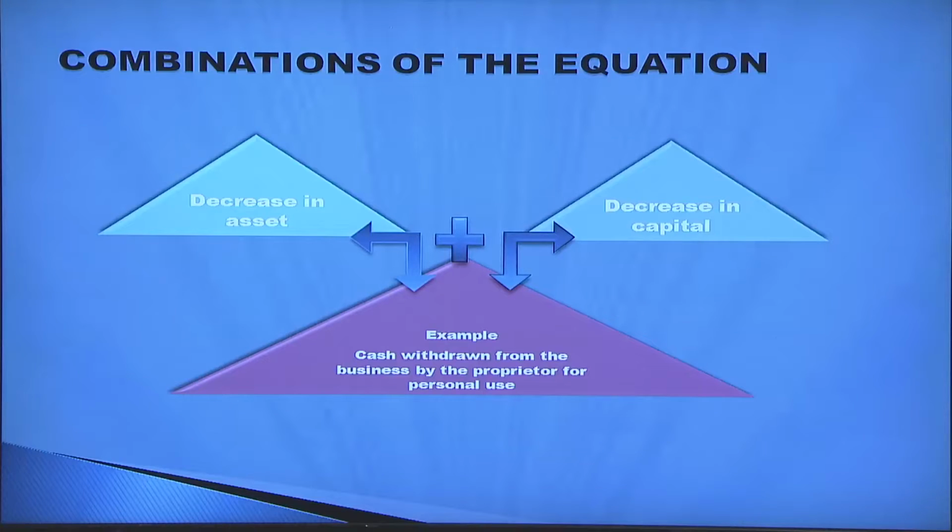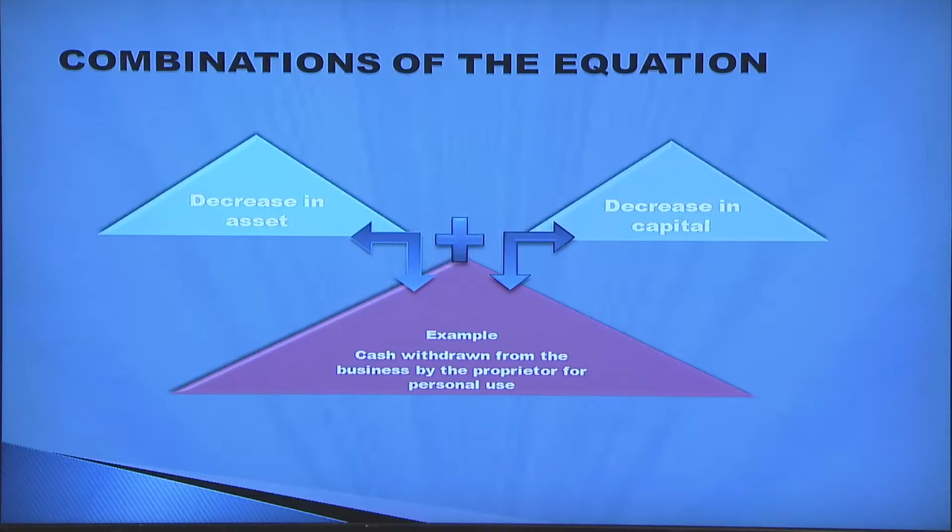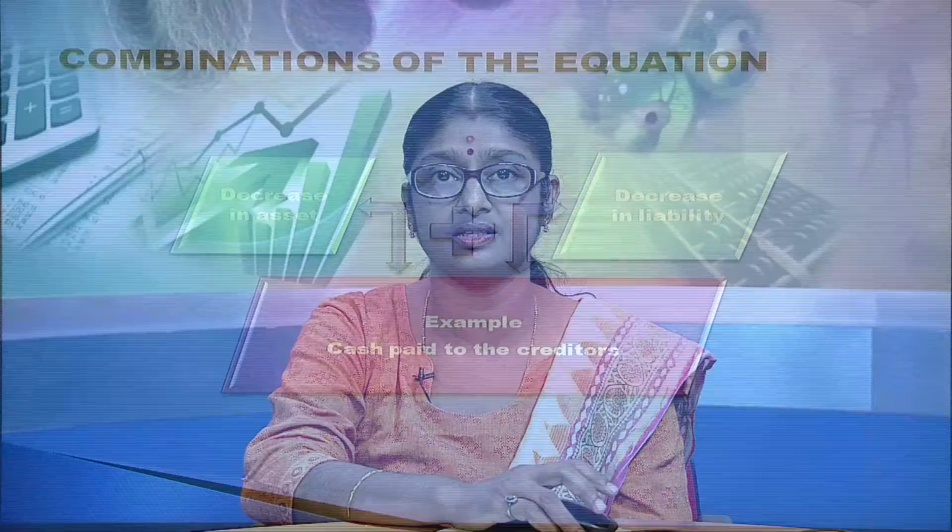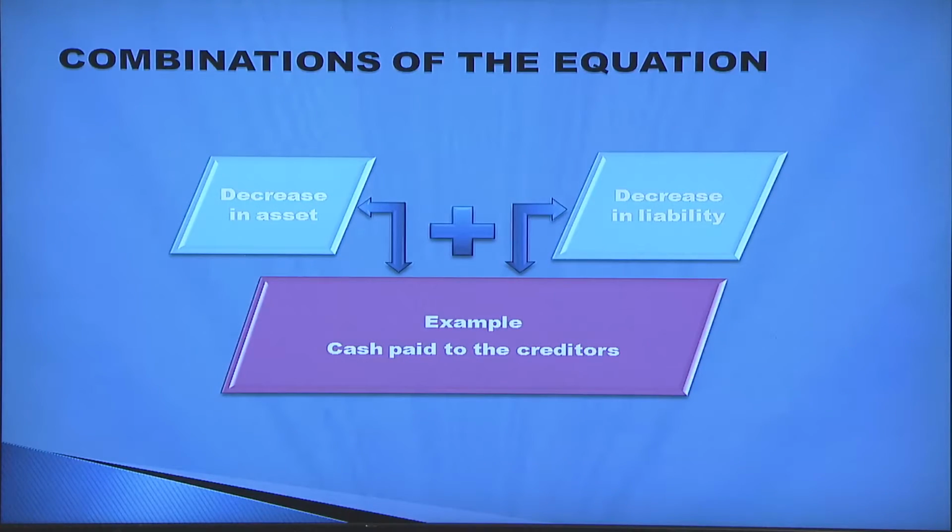Cash withdrawn from the business by the proprietor for personal use. That is in the form of drawings. When cash is withdrawn, capital is reduced. So, decrease in capital and in asset, there will be a column cash and under cash you have to reduce that much amount that is withdrawn from the business for the personal use of the proprietor. So, decrease in asset. Cash paid to creditors. Cash is going from the business, so there is a decrease in asset, and liability is also decreasing.